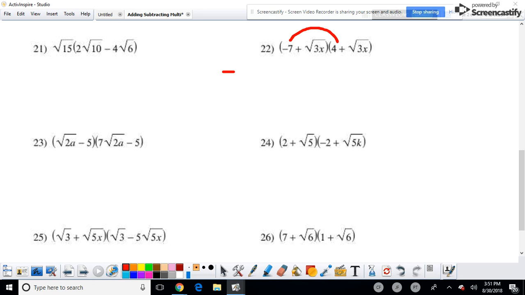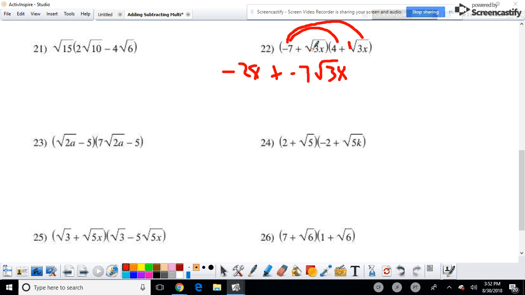That's -28. That was just regular numbers, so that's okay. Now we've got to do -7 times radical 3x. Well, multiply the coefficient, which is 1. So we've got -7. So let's do plus -7 radical 3x.